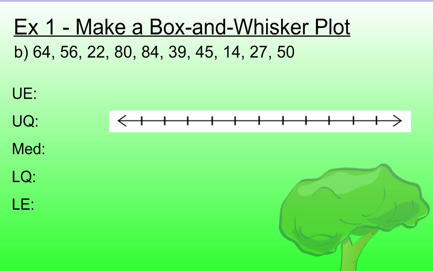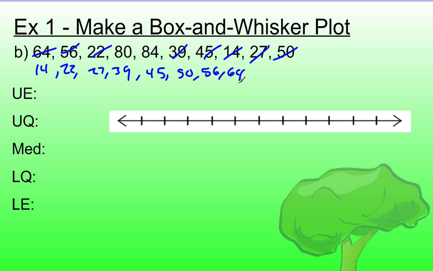Here we go. We're going to do letter B here. We're going to make another box and whisker plot. Just more practice. Practice never hurt. So first things first, we've got to take this set of numbers and put it in order from least to greatest. So I'm seeing 14, 22, 27, 39, 45, 50, 56, 64, 80, and 84. Alright, so now we're in order from least to greatest.